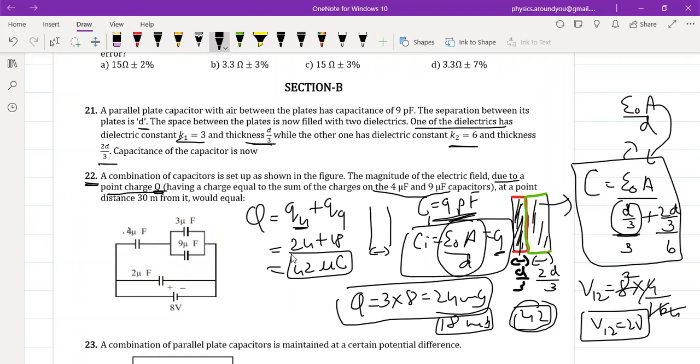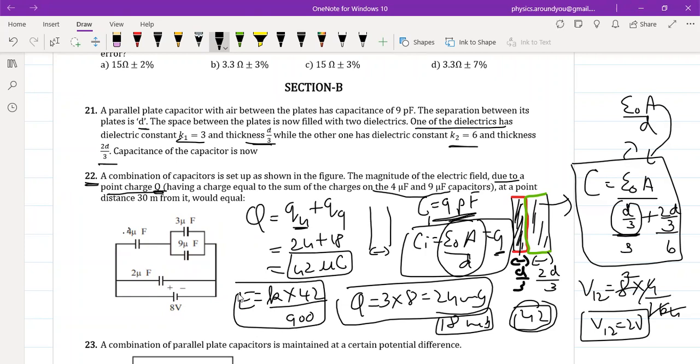Now, how will I find the electric field? E equal to K, 9 into 10 power 9, Q 42 into 10 power minus 6 by R squared, which is 900. That would be the answer for 22. It is not a lengthy one.